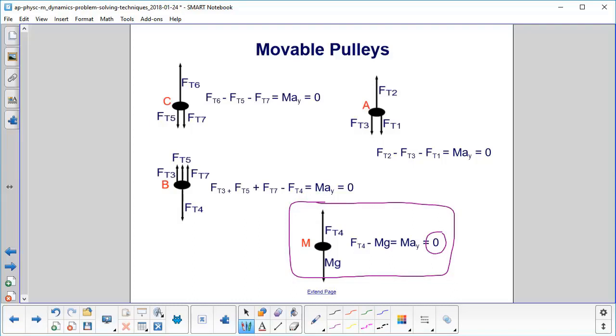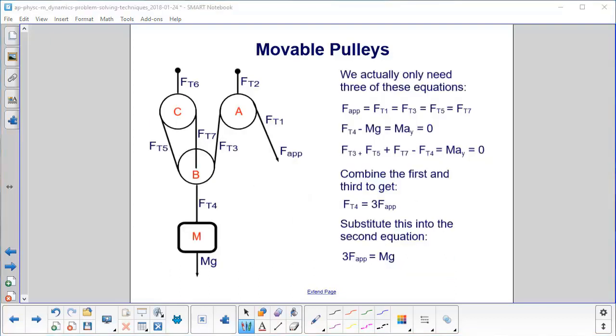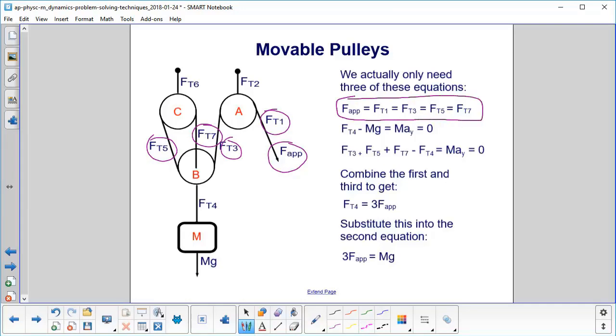And then let's pick another one. Let's pick B. You've got 3 forces in the up direction, T3, T5, and T7. T4 in the down direction, so it's negative, and that also equals 0 because nothing's moving. And you can do a similar thing with pulleys A and C. We actually need only 3 of these equations because we stated earlier how all these tensions are equal. And that's this line right here. And they're all equal to F_ap.